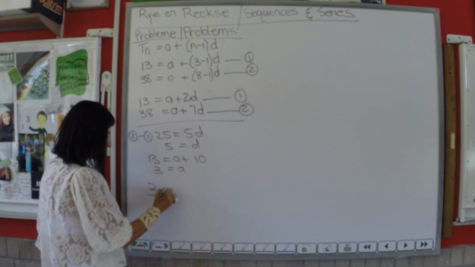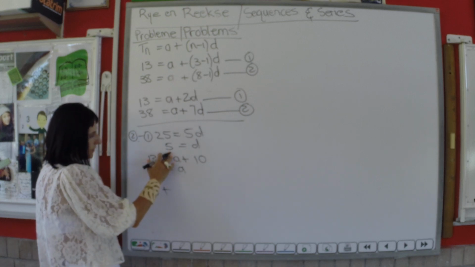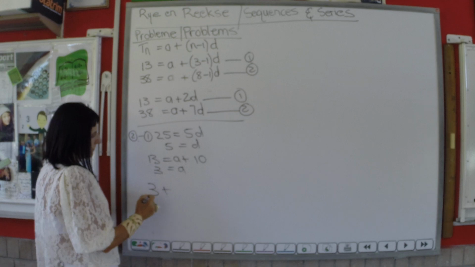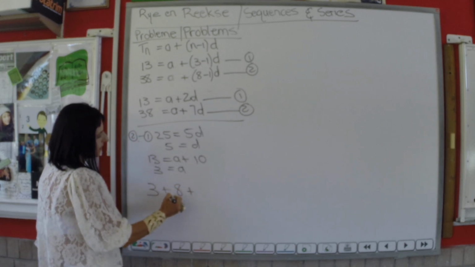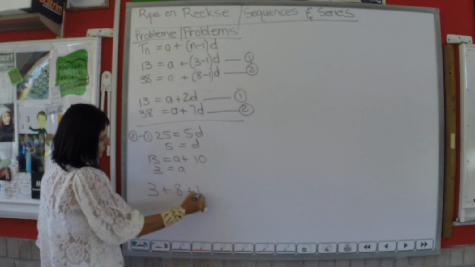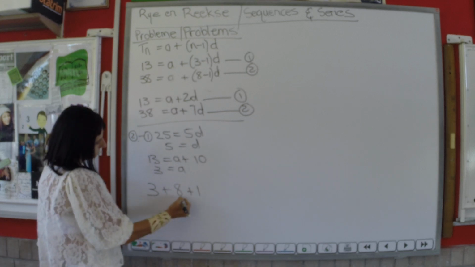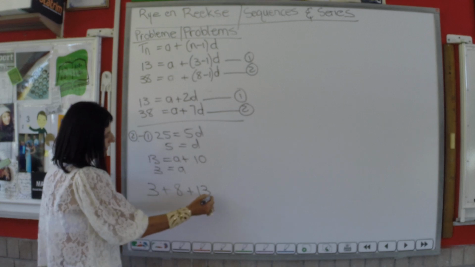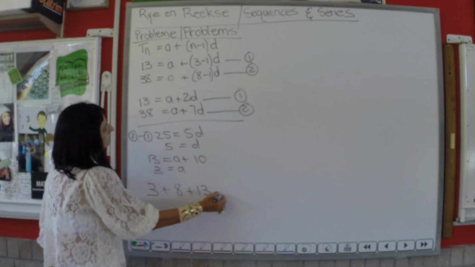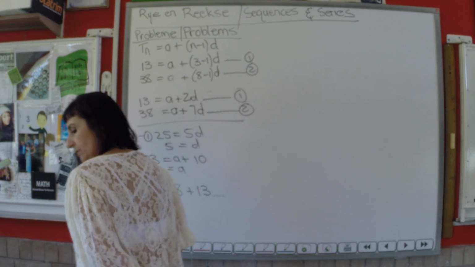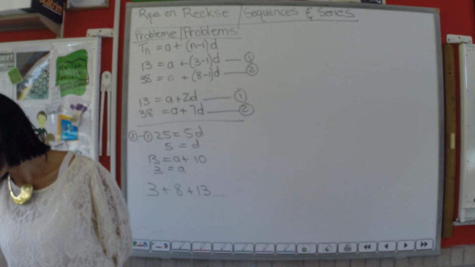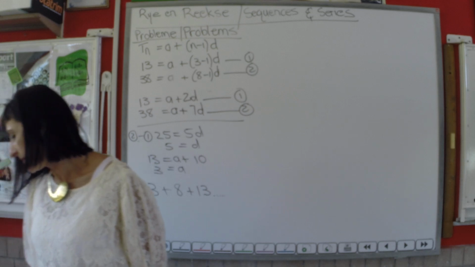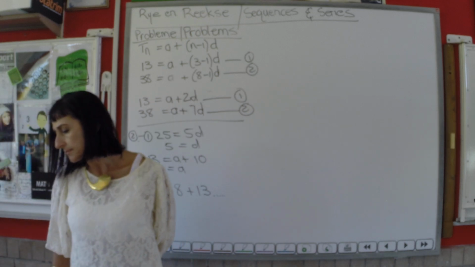Okay, it's a series, so I'm adding. So now I'm going to add 5. So 3 plus 5 gives me 8. 8 plus 5 gives me 13, etc. That's the first 3 terms of my arithmetic sequence. Good, easy. Let's look at the next one.